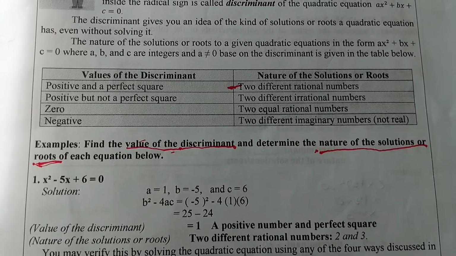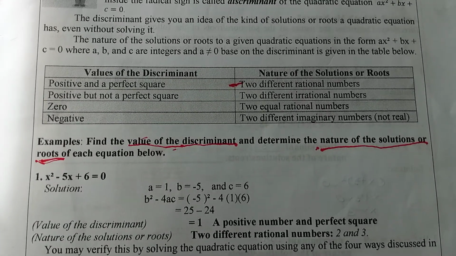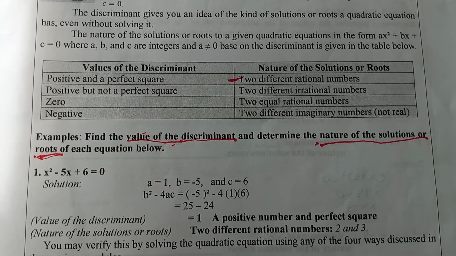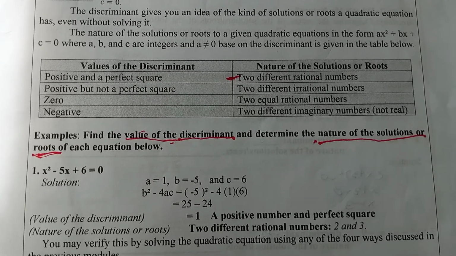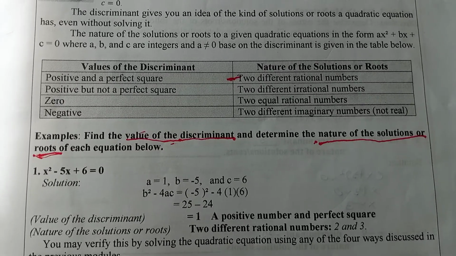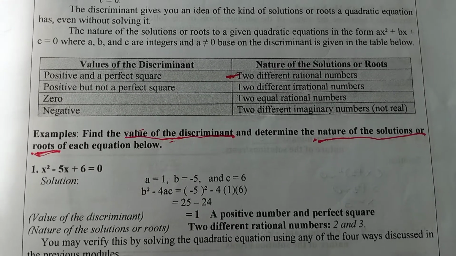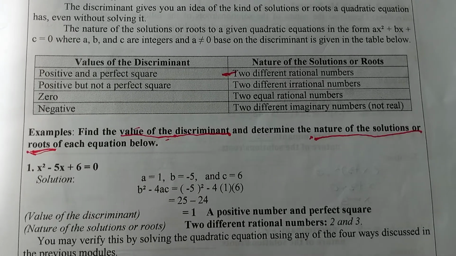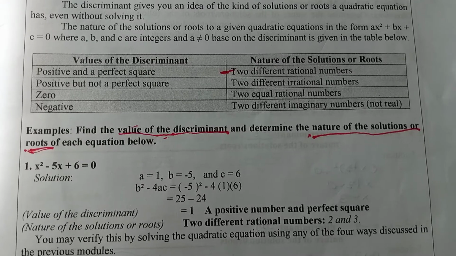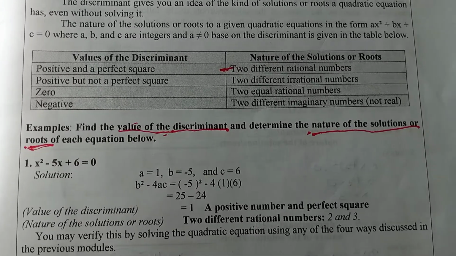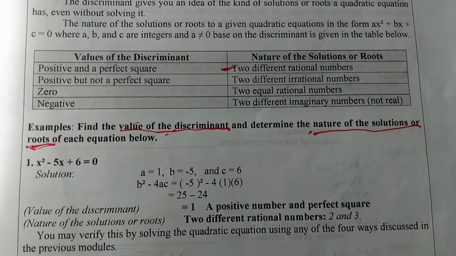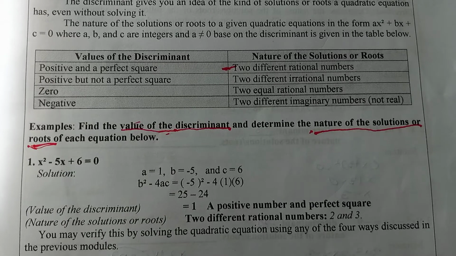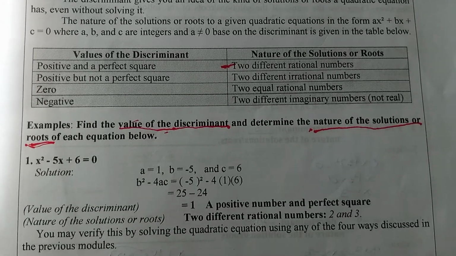Next, if the value of the discriminant is positive but not a perfect square, it is a positive number but not a perfect square. The nature of the solution or roots is two different irrational numbers. Then next, if the answer is 0, the nature of the solution is two equal rational numbers.